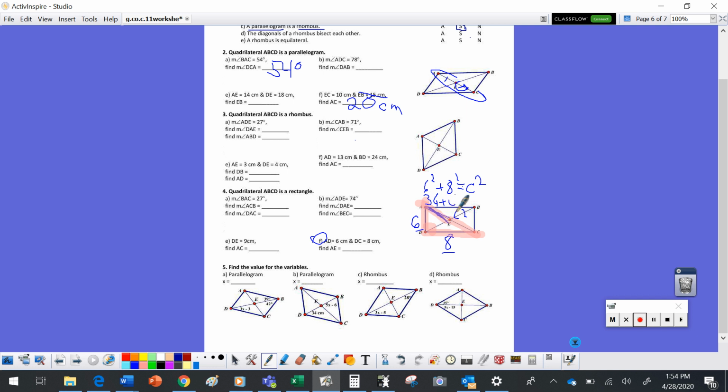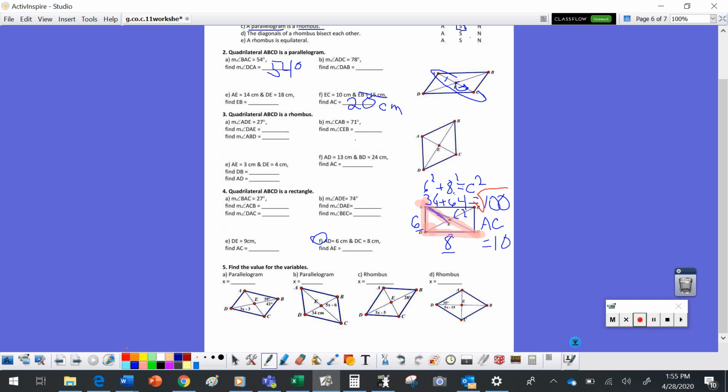8 squared is 64. And if I add those together, that's 100. Okay, now I want just c. This is c squared. So that means I have to take the square root of that 100, and I get that the length of the whole side, AC, is going to be 10.